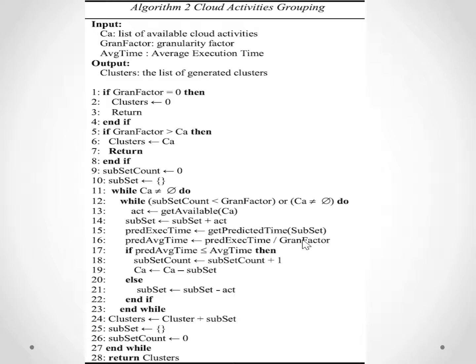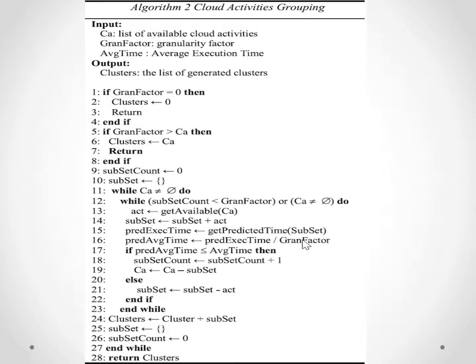What this algorithm does is dynamically tune group size based on provenance data. It can estimate the execution time of a new cloud activity, which is composed of two or more cloud activities. We also aim at maintaining the same average execution time of cloud activities associated to the virtual machine.